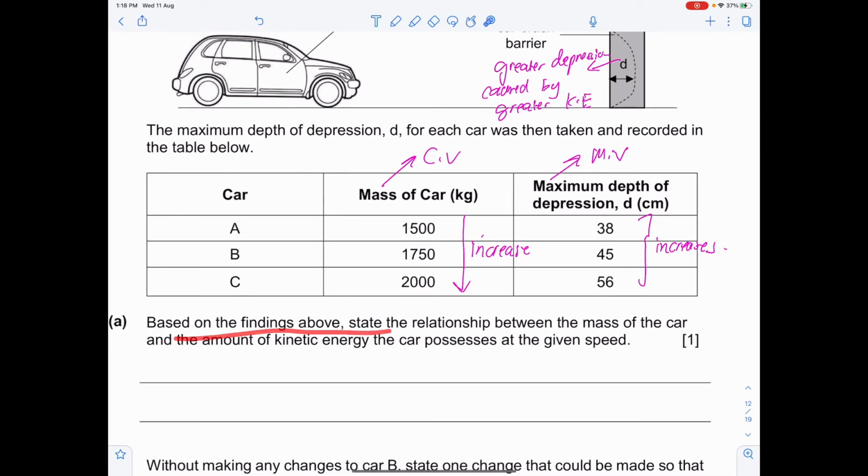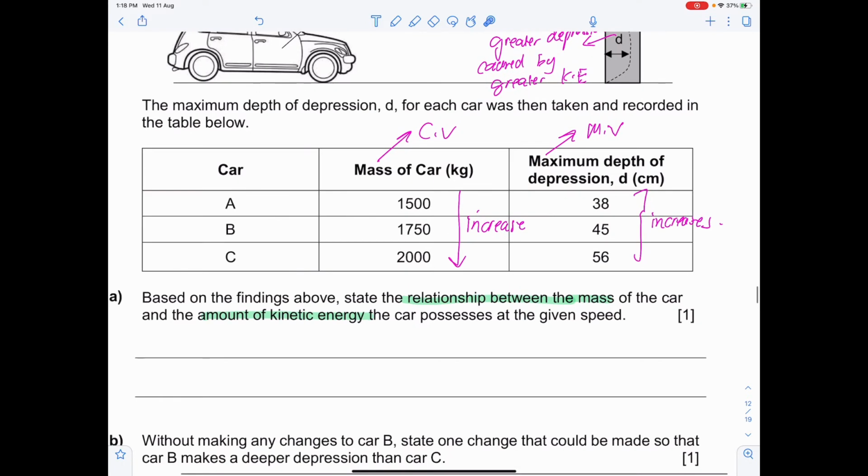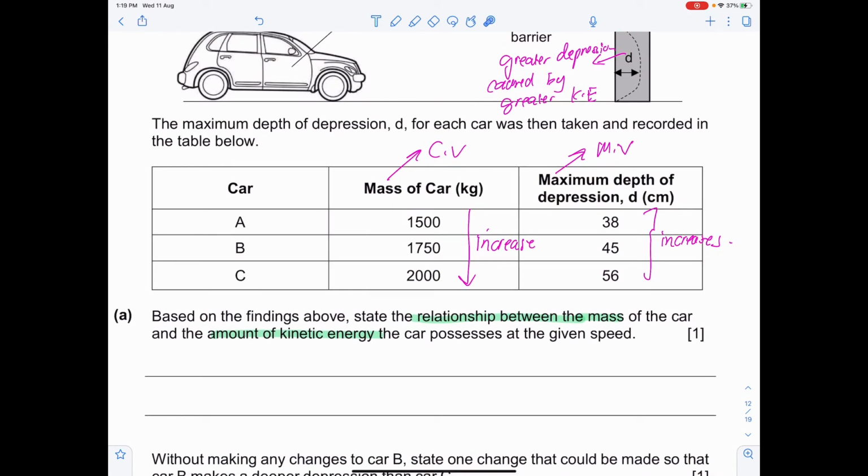Based on the findings above, state the relationship between the mass of the car and the amount of kinetic energy. Now, be very careful. Some of you just happily copy this. You would say, as the mass of the car increases, the maximum depth of depression also increases. This is wrong because the question is not asking you for maximum depth of depression. You are not answering the question. Instead, you need to relate that a greater KE actually causes the greater depth of depression. So like what I explained, as mass of car increases, KE also increases.